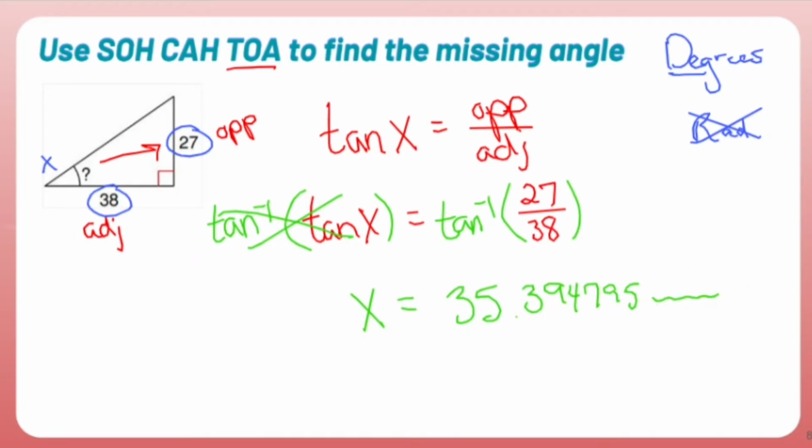Now, I'm not done. I'm not going to circle that for two reasons. Reason number one, I never used x in the original problem. I created x just because. Also, I don't have a decimal, and that's too many numbers. So I'm going to round this off to two decimal places and say that my answer is 35.39 degrees. All right? And you could look at this and say, yeah, that looks about right.